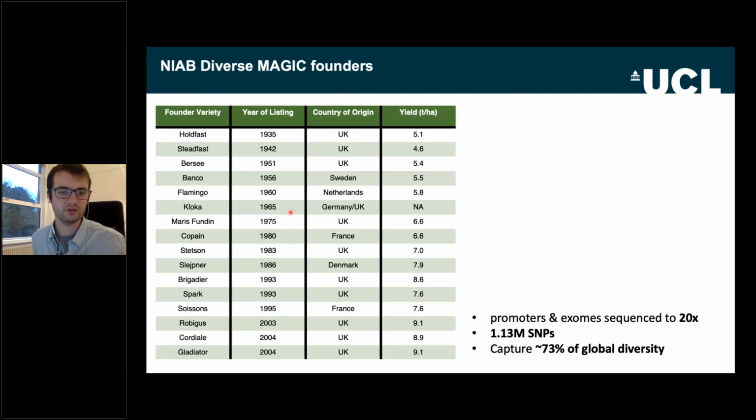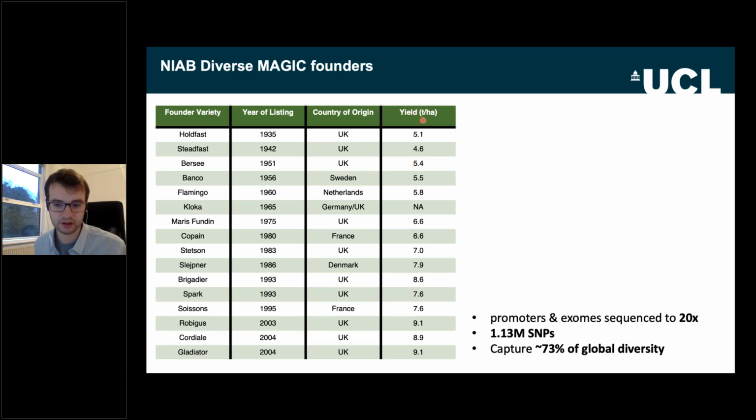Okay, so the diverse MAGIC population was constructed from 16 founders, which are in this table. And these were specifically chosen from a panel to capture as much UK wheat genetic diversity as possible. So that's why we call it the NIAB Diverse MAGIC. If you look in the second column, you can see that these founders were released in the UK over about 70 years. And as you can see in the third column, it's focused on UK diversity, but there are varieties from elsewhere in Northwest Europe. And the last column is showing the yield at the time of release.